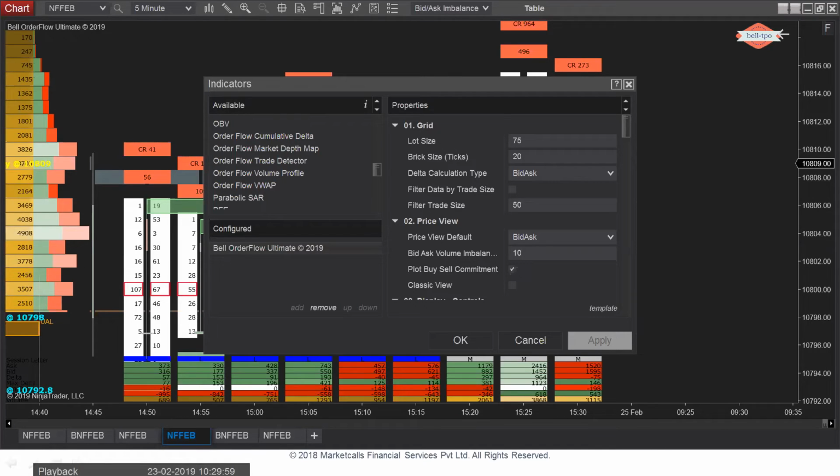What is contract reversal, CR? We'll talk about it tomorrow. It is one form of market pressure indicator.